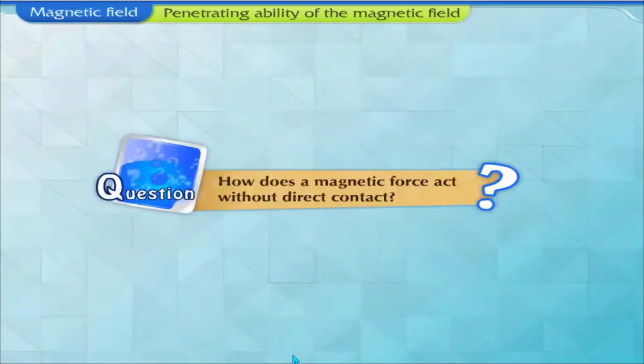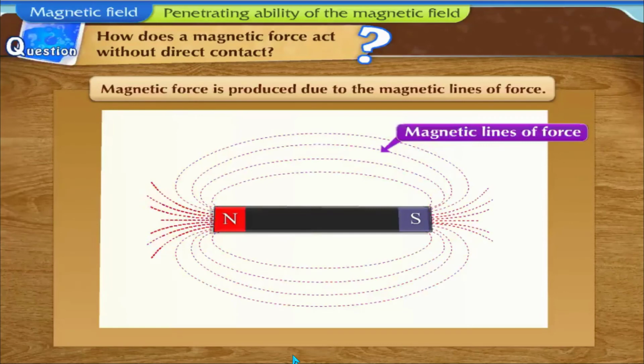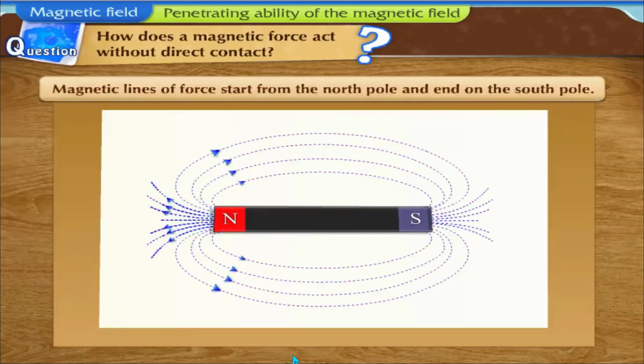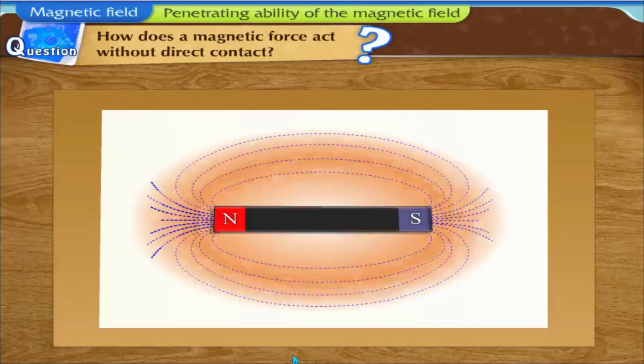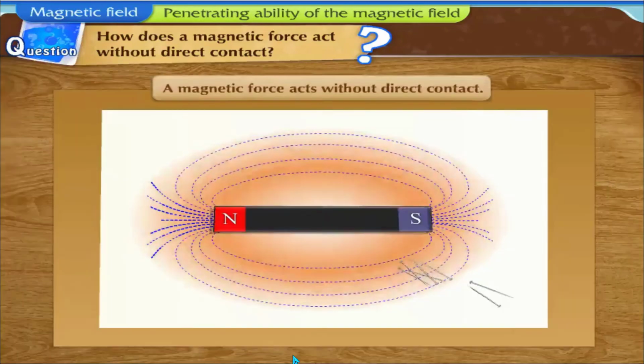How does a magnetic force act without direct contact? Magnetic force is produced due to the magnetic lines of force. Magnetic lines of force start from the North Pole and end on the South Pole. Therefore, these lines of force are spread in the region around the magnet. Because of this, the magnetic force can act up to a certain distance from the magnet. Thus, a magnetic force acts without direct contact.